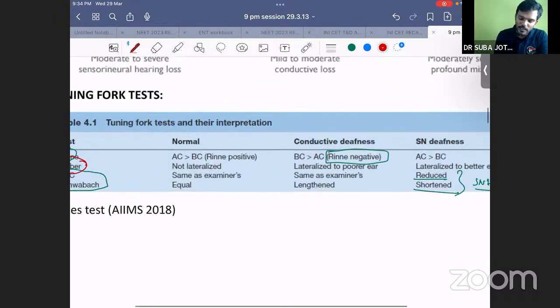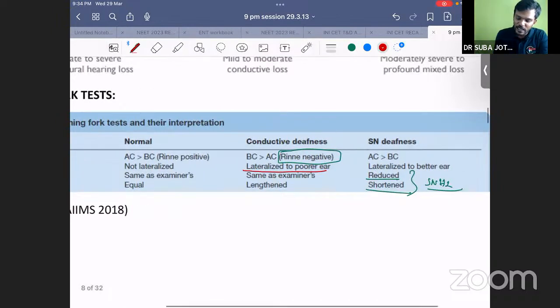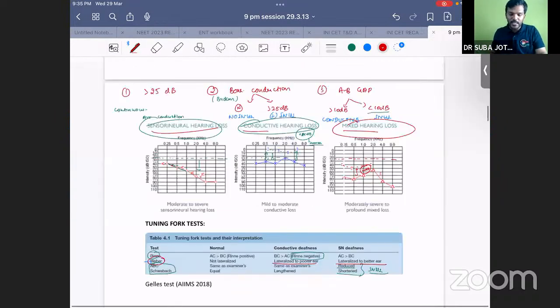So conductive loss lateralizes to the affected ear or poor ear. Sensory loss lateralizes to the better ear. This is the main thing you should never forget. See, you keep the tuning fork in the middle of the forehead. If it is lateralized to the affected ear, conductive loss. Lateralized to the better ear, sensory loss. Affected ear, conductive loss. Better ear, sensory loss. Never forget. Okay, now again we have to apply.